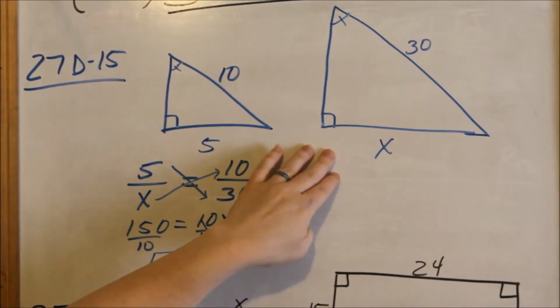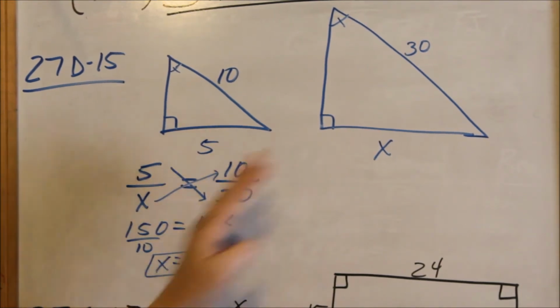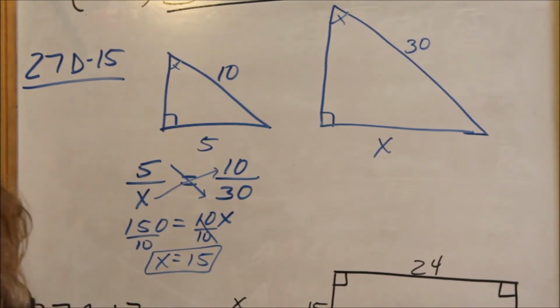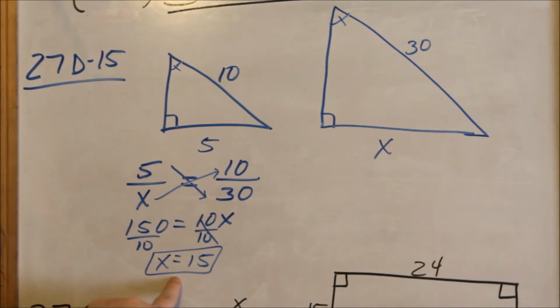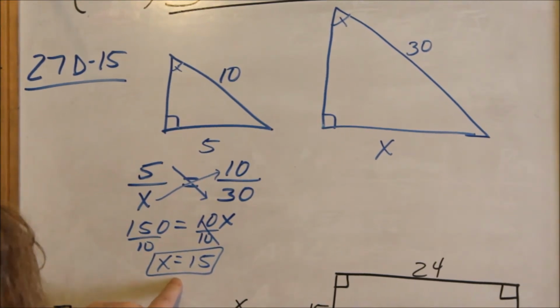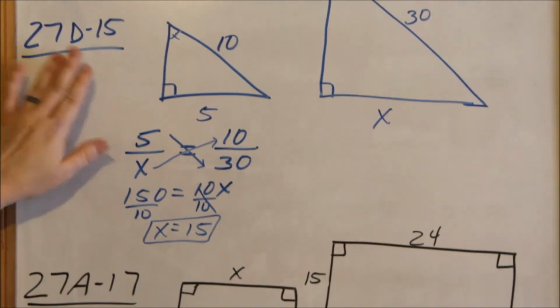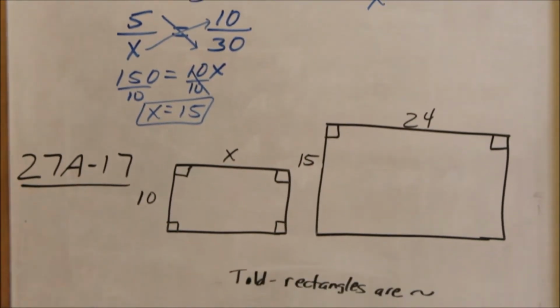Sometimes the shapes might be only 1.5 times larger. That's not as easy to do in our brain, so this is why you need to know how to do it mathematically and show your work. That was 27B15. Now let's jump to 27A17.